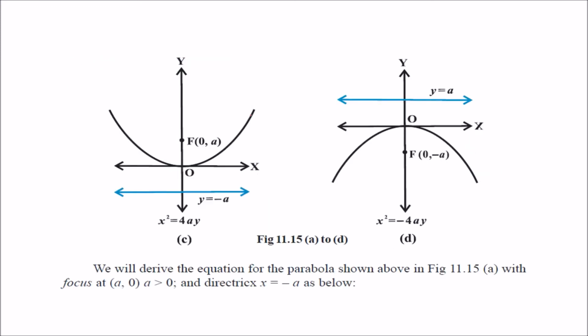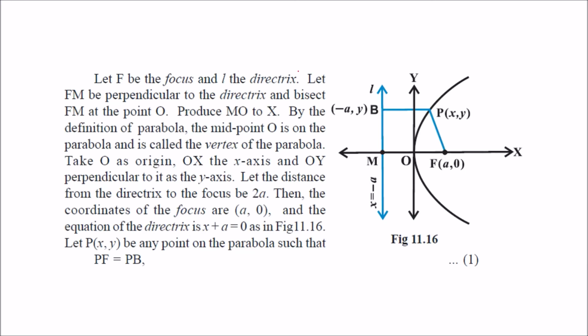Now, in a similar fashion, if you take the axis as the y-axis, again the vertex is (0, 0), but now the directrix will be at distance a, and the focus will be (0, a). The directrix will be y equal to minus a. The equation becomes x square is equal to 4ay. Let us take the opposite direction, and with similar logic and reasoning, x square will be equal to minus 4ay.